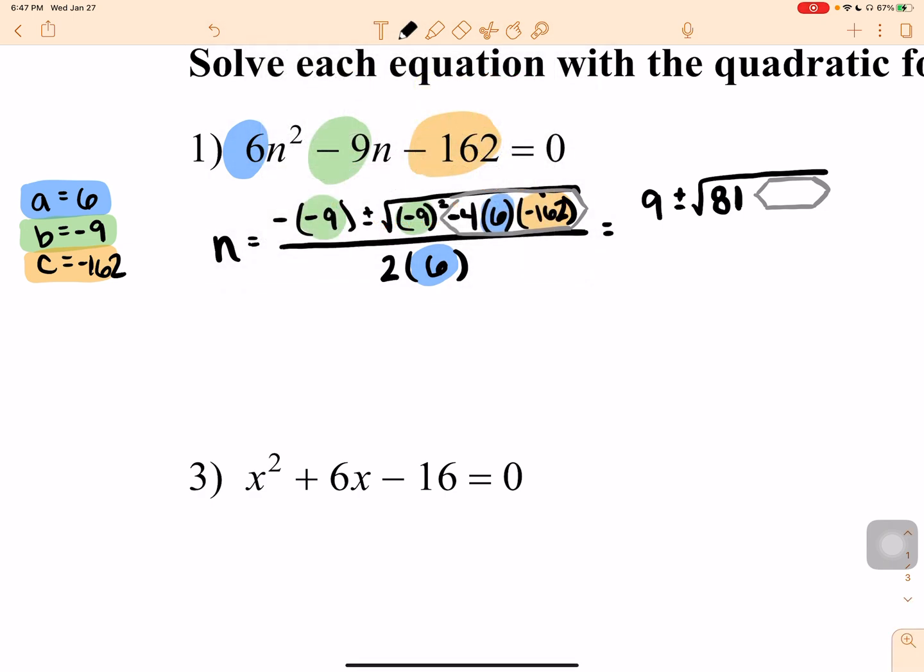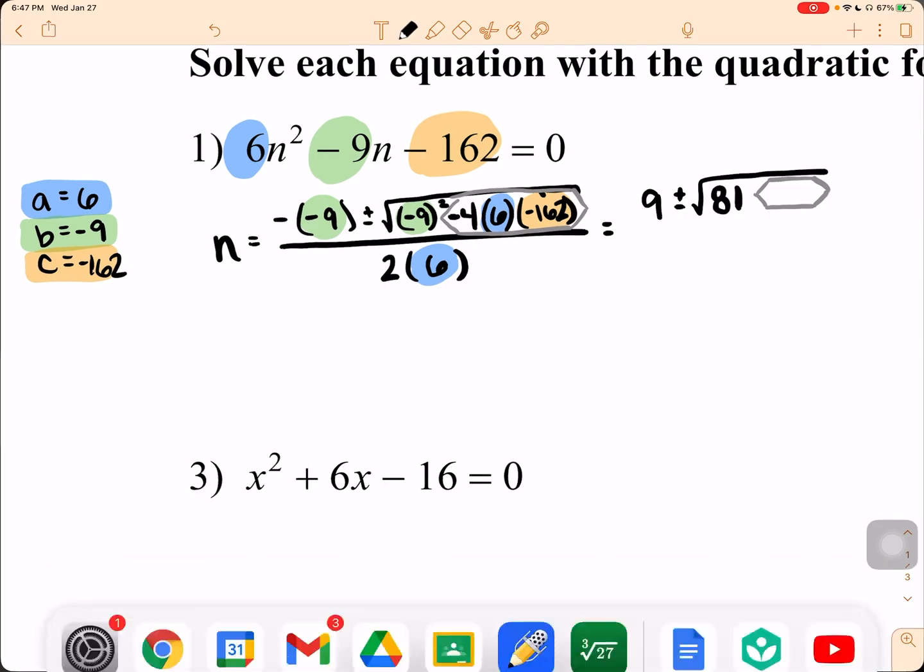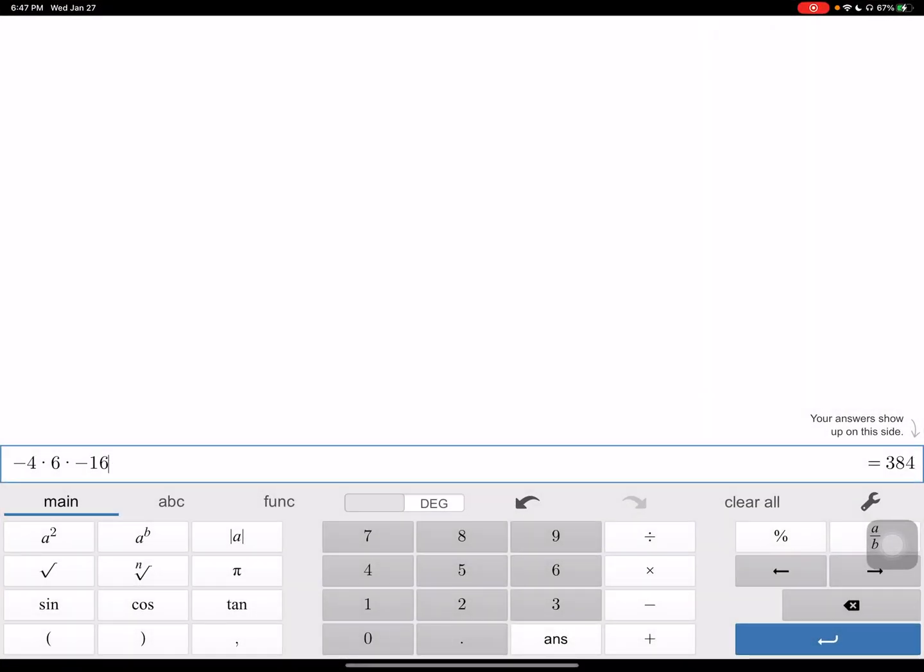You're probably like, wow, my teacher's crazy. Negative 162. Oh my goodness. This is why I should stop working at a certain time of night.